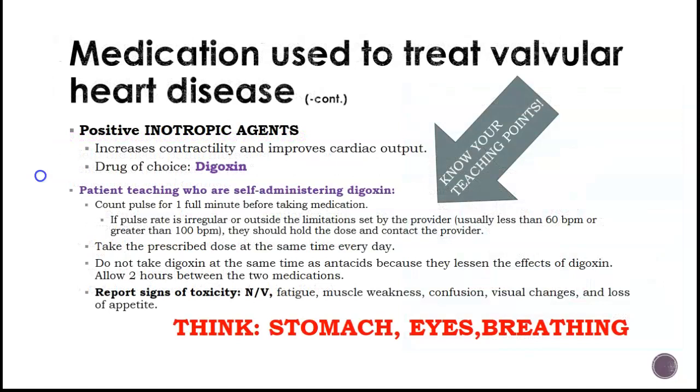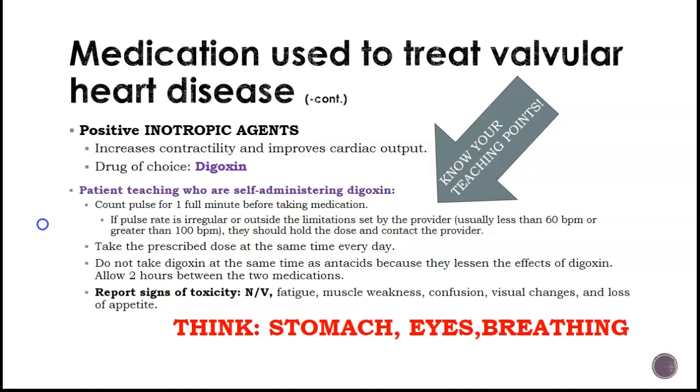Other medications, your positive inotropic agents, help increase the contractility and improve cardiac output. The drug of choice is going to be digoxin. Make sure you know your teaching points. For patients who are self-administering digoxin, count pulse for 1 full minute before taking medication. If the pulse rate is irregular or outside the limitations set by the provider, usually less than 60 beats per minute or greater than 100 beats per minute, they should hold the dose and contact the provider.